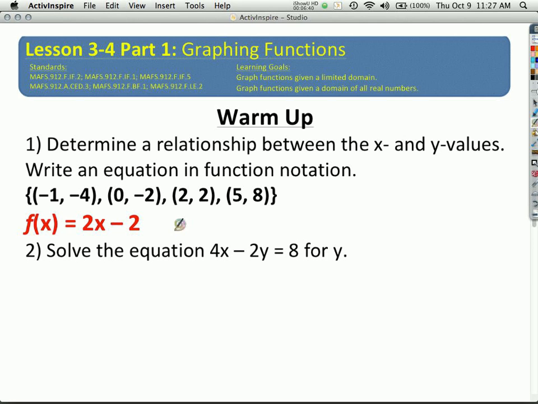Let's go to number 2. Solve the equation for y. What did you get? Start with Marcus, and then we'll go to Laurel, and then Amari. Okay. Well, you completely misunderstood the question because I'm looking for an equation where y is by itself.